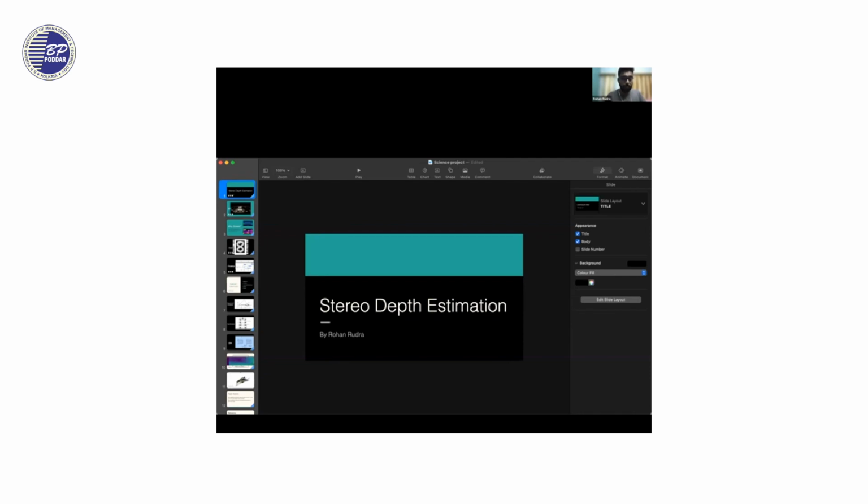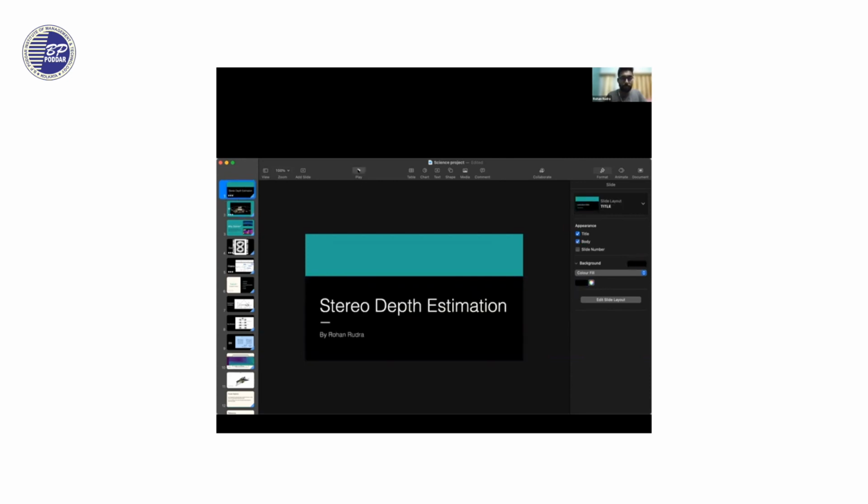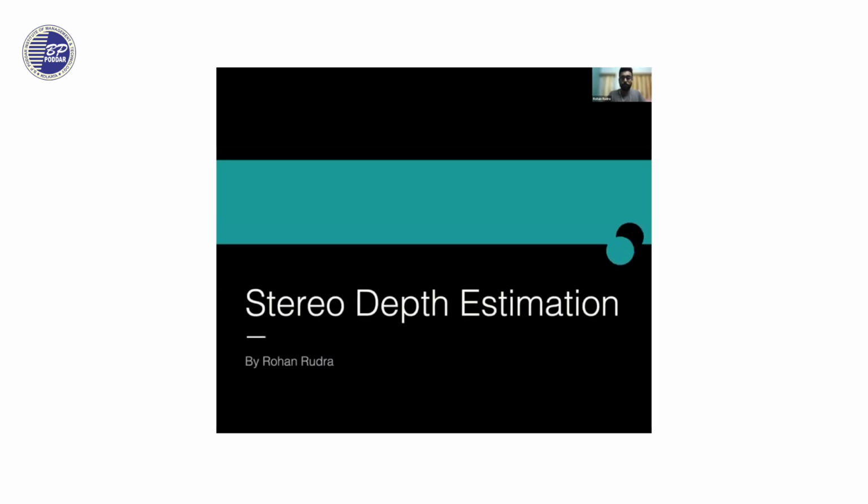Okay, so what is stereo? We all are familiar with the stereo imaging capability that our eyes give us, and the same thing is done by the computers by finding the correspondences between the points that are seen by the different cameras from the different angles. So with the help of that, we are able to calculate the depth of the object from the camera. Okay, sorry, I have not gone full screen.